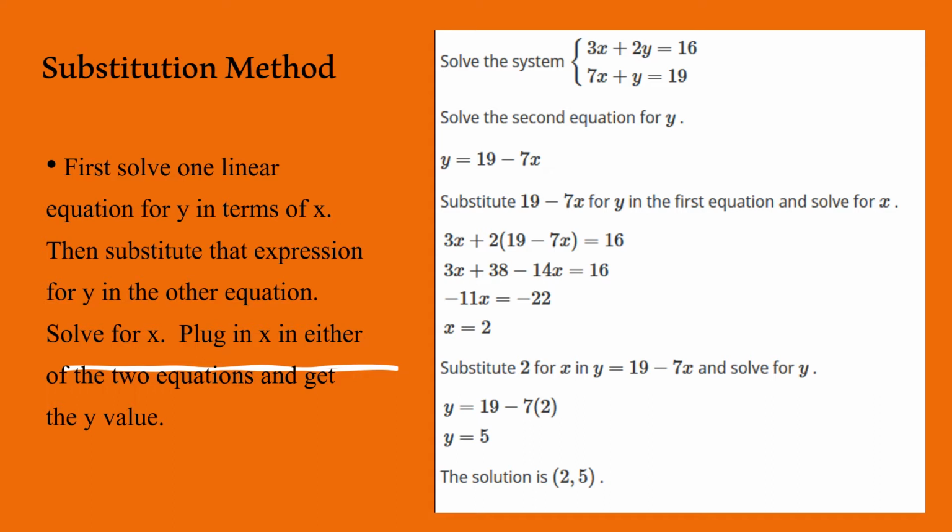Since we are able to get the value for y from the second equation, you can substitute this in the first so that you get an equation only in terms of x, and you can solve for x, and x is 2. Plug in this value of x equal to 2 in the first equation, second equation, or the equation we took, y equal to 19 minus 7x. That gives you the value for y as 5. So the solution will be 2, 5.